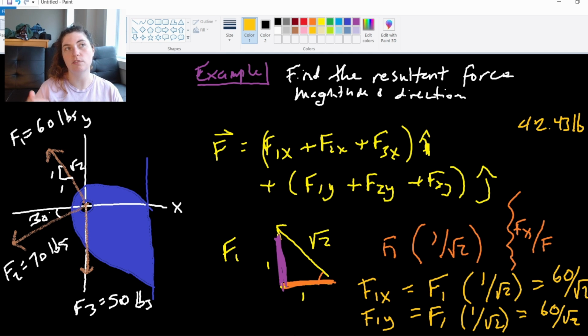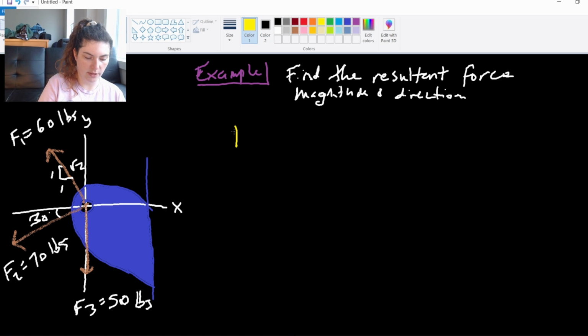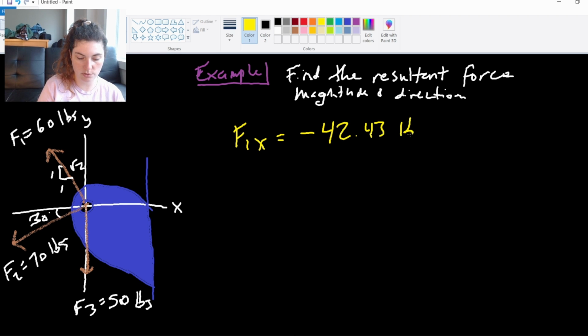But it's really important that we pay attention to direction with each of these. The direction of our y is positive because it's in the positive y-axis, right? Y is positive in this direction. But we notice our x is actually going in the negative x direction. This is the negative x direction, so this is not a positive value. f1x is negative 42.43 pounds. So let's write that out again. We have f1x is negative 42.43 pounds, f1y is positive 42.43 pounds.